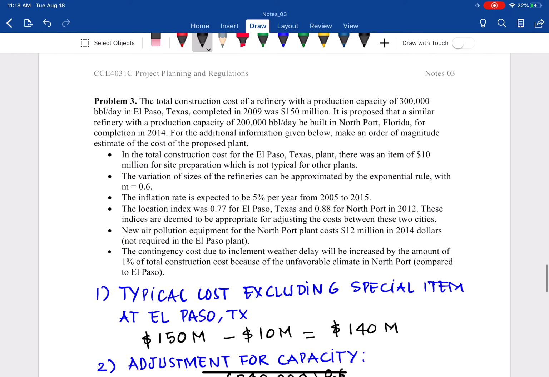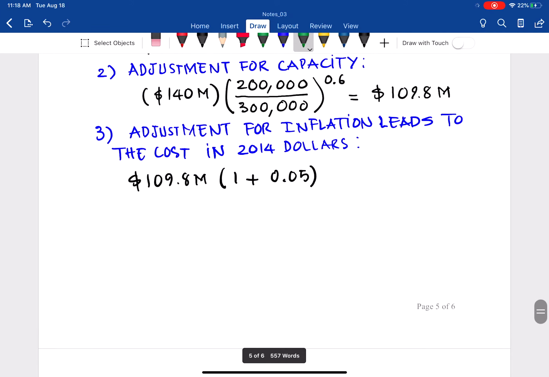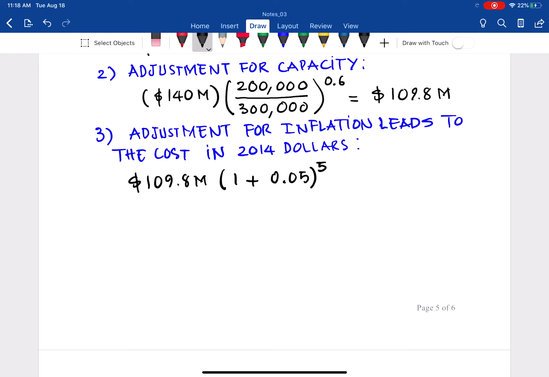From the project completion here in 2014, and El Paso, Texas completed in 2009, it will be a 5 year difference. So we have to adjust the power, it will be 5 years. Where does that 5 years come from? It will be 2014 minus 2009. And from that one, we get the adjustment is $140.1 million.